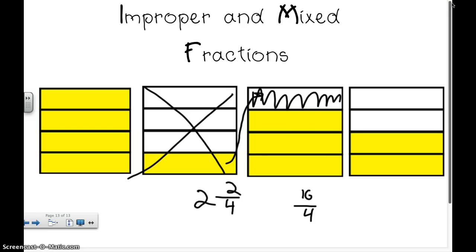I know I went pretty fast in this video, but please feel free to pause this and rewatch it as many times as you need to so that you can understand the concept of fractions and improper and mixed fractions, because we will be talking about it next week.